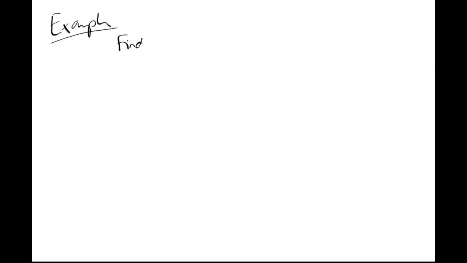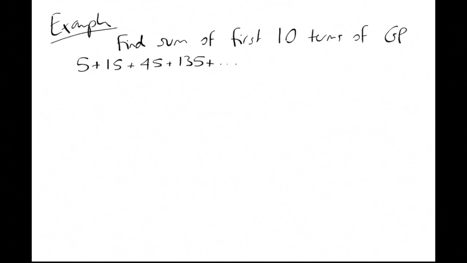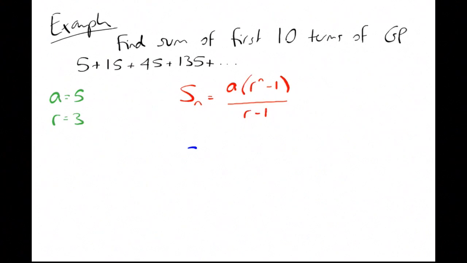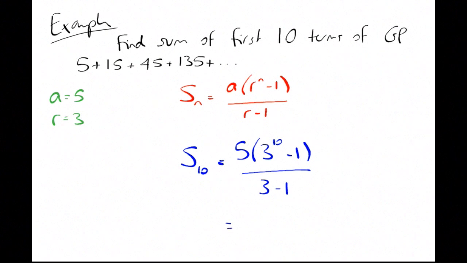Another example, find the sum of the first 10 terms of the GP, 5 plus 15 plus 45 plus 135. Again, very easily, the first term is 5. The common ratio, what you times by to get from term to term, is going to be 3. So my Sn, because r is 3, I'm going to use Sn equals a times r to the n minus 1 over r minus 1. That gives us 5 lots of 3 to the power 10 minus 1 all over 3 minus 1. And now these calculations are a little big, we just get a final answer of 147,620.